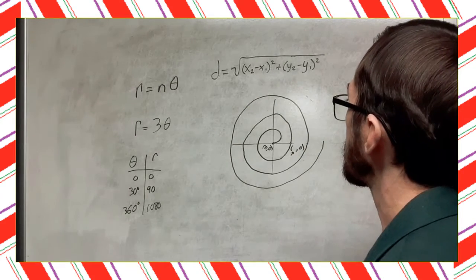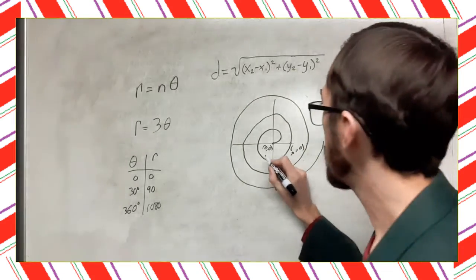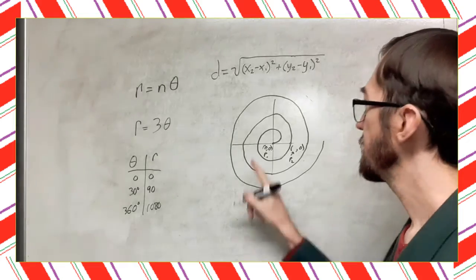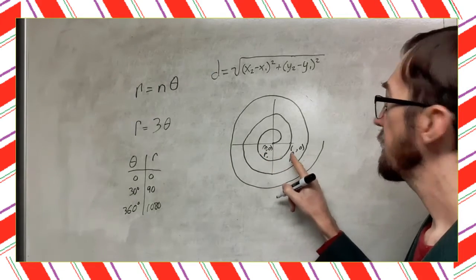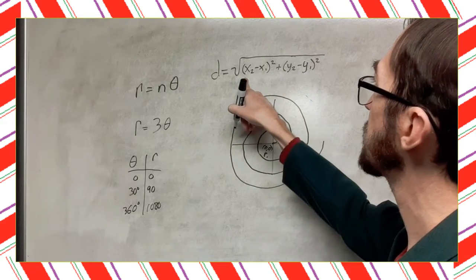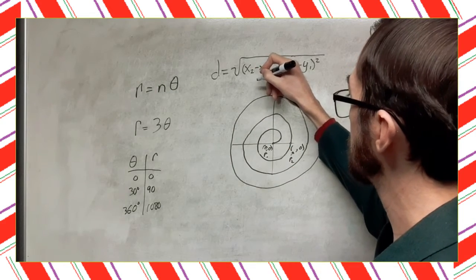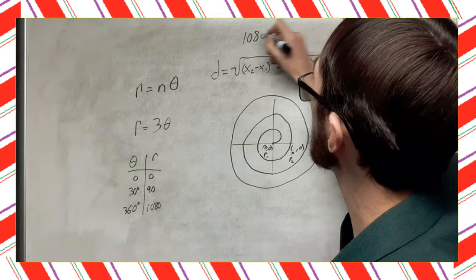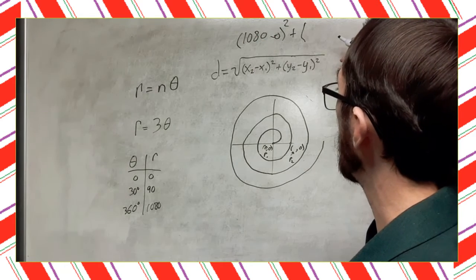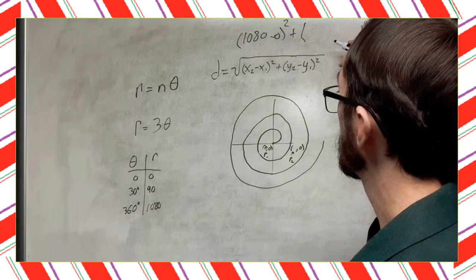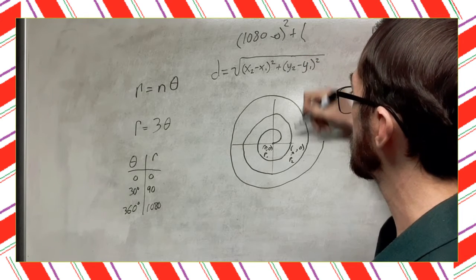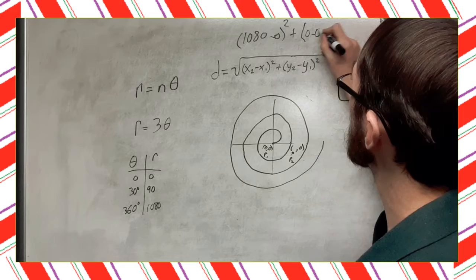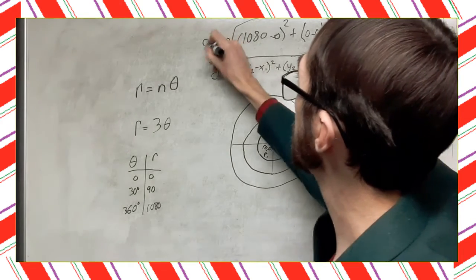So we can plug that into here. If we let the origin be our first point and this value over here be our second point, then this is x sub 1, y sub 1, and this is x sub 2, y sub 2. So we can plug those values in here. X sub 2 is going to be 1080, and we're going to subtract 0 from that and square that and add that to our y value. So y sub 2 is over here, so that's 0. Y sub 1 is over here, that's also 0. So we are looking at this.